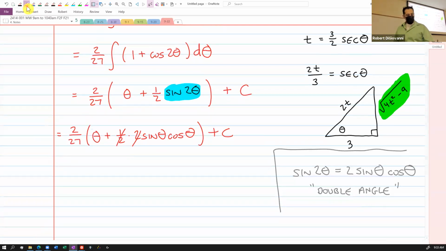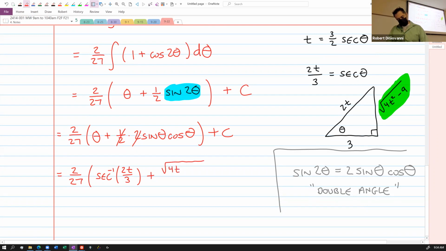So let me write down the answer. And hopefully you can tell me whether or not you understand where all these pieces come from. Theta becomes arc secant of 2t/3. And then plus, now sine of theta, I go to my triangle. Sine is opposite over hypotenuse. So square root of 4t squared minus 9 over 2t times cosine theta, which is adjacent over hypotenuse, all of that plus c.